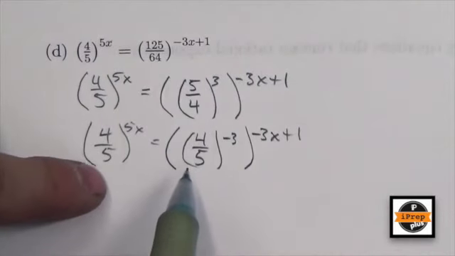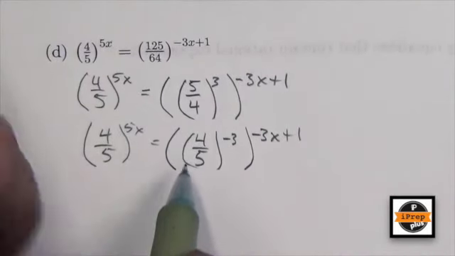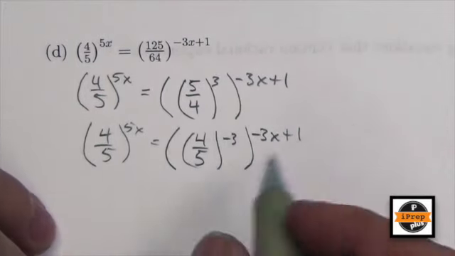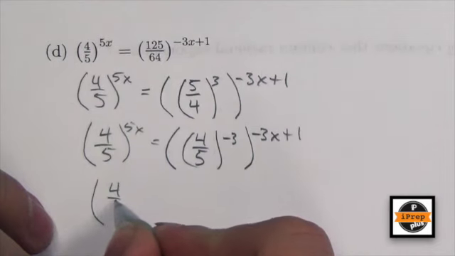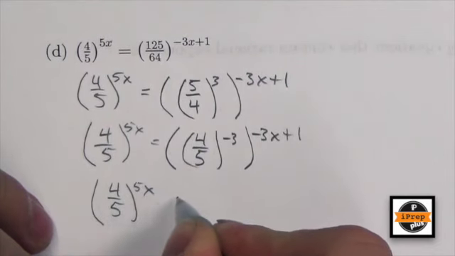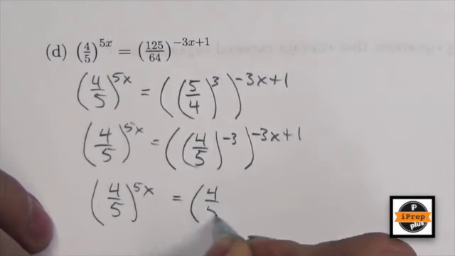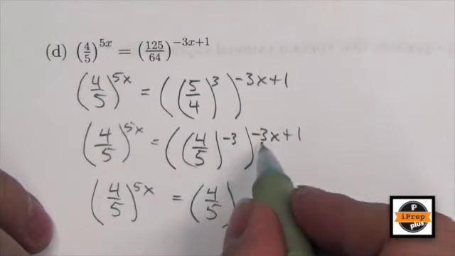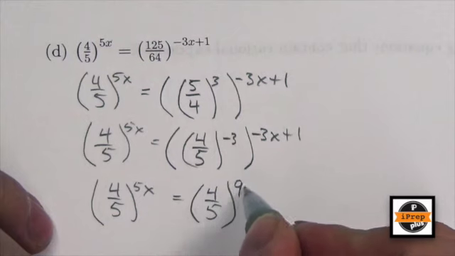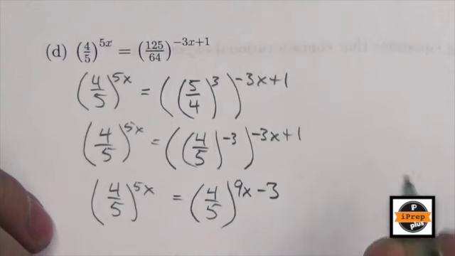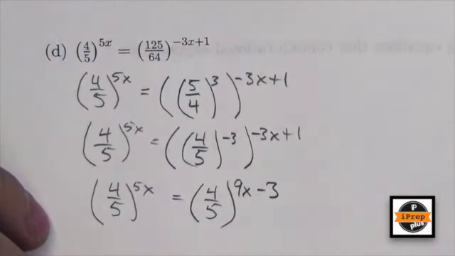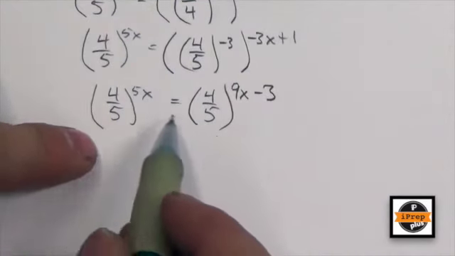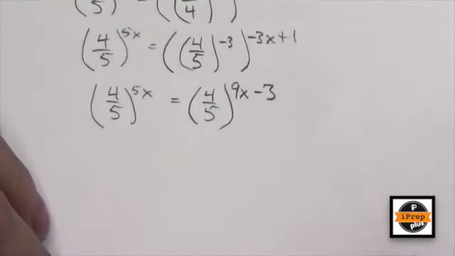Okay, now I've got power equal power, I've got base equal base. I'm almost ready to equate the exponents here, but I should simplify this a little bit. So this is going to be 4/5 to the 5x is equal to 4/5 to the, well, let's distribute that negative through. So -3 times -3x will be 9x minus 3. Okay, good. Now we've got power equal to power, base equals base, and the exponents are as simplified as they're going to get here.